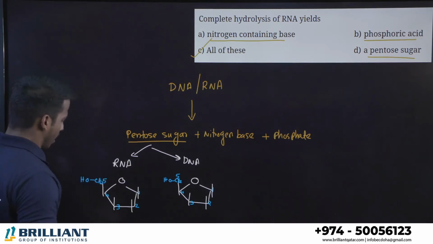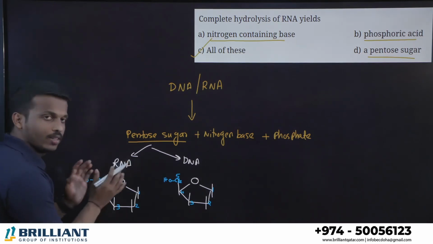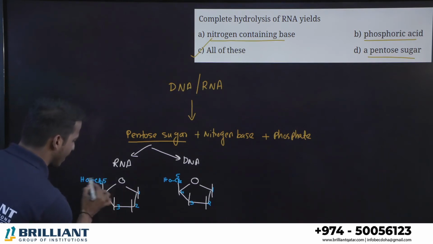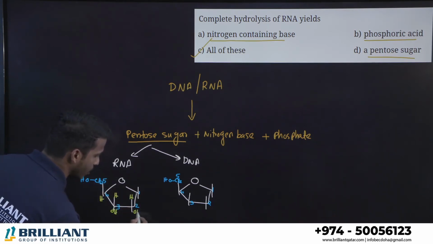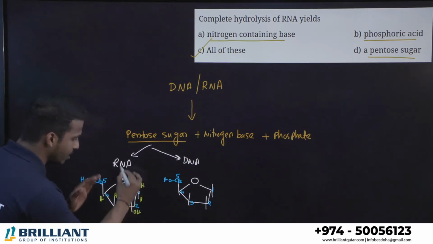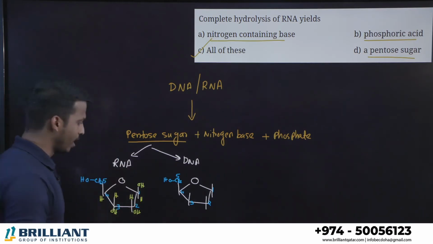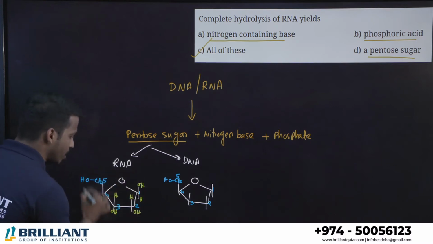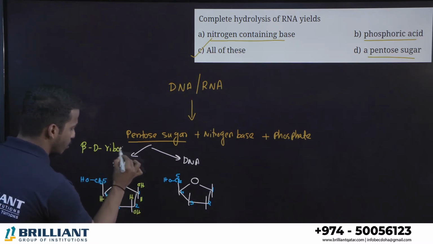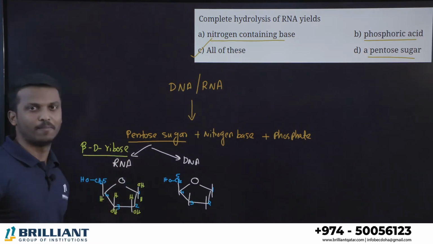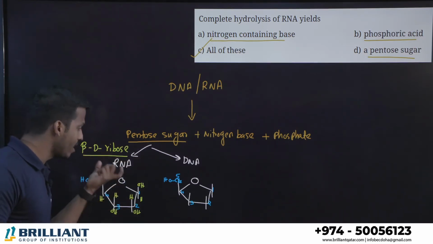Okay. Let me align the components. This is CH2OH, H. Here H, OH. Here H, OH. Here we have OH, H. This is the pentose sugar in RNA. What is the name of this compound? This pentose sugar is called beta-D ribose. Beta-D ribose. This is the pentose sugar in RNA.